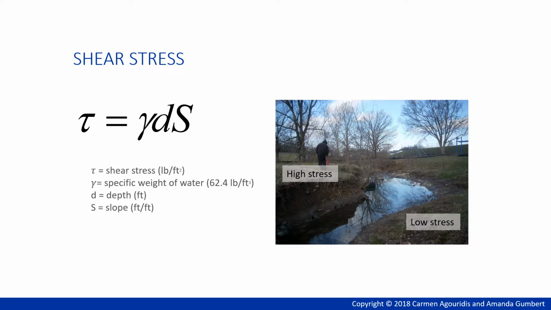It is defined as the product of the specific weight of water, gamma, hydraulic radius, which is often approximated by depth, or d, for wide streams, and slope, or s. The shear stress equation shows that as slope and or depth increase, the ability of water to move sediment also increases. Understanding the factors that control shear stress is critical to understanding why streams erode.